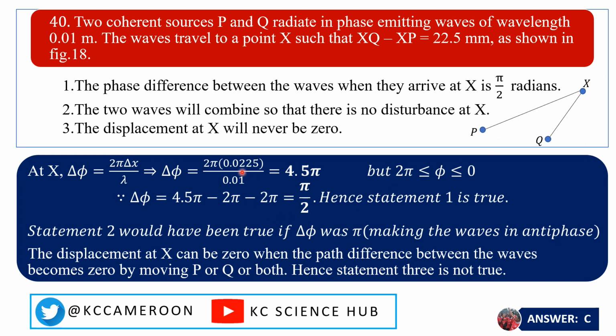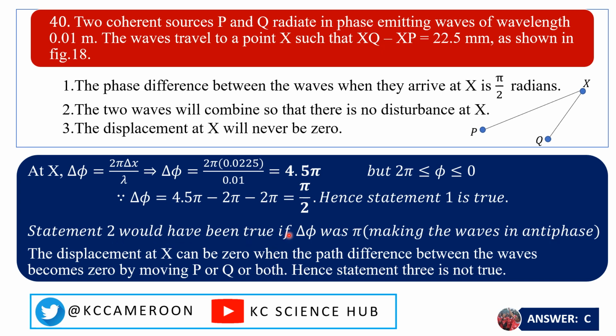And so that path difference, of course, is 0.0225. Okay, that's 22.5 millimeters, so in meters, that's that. You put lambda there, so you substitute, you have 4.5 pi. But this is the problem. Phase difference has a domain of definition, so it lies between 0 and 2 pi. So what do I do? I get this as a principal value, and then I keep subtracting 2 pi from it until I get an actual value for the phase difference at x that lies within the domain of phase. So if I subtract, I get pi over 2. So this statement 1 is correct.